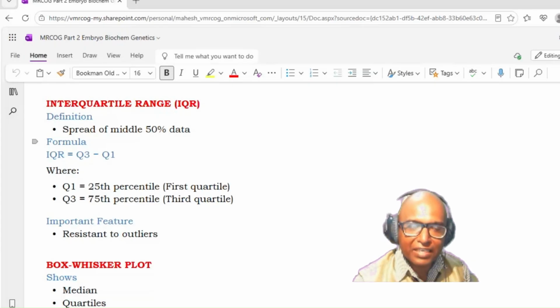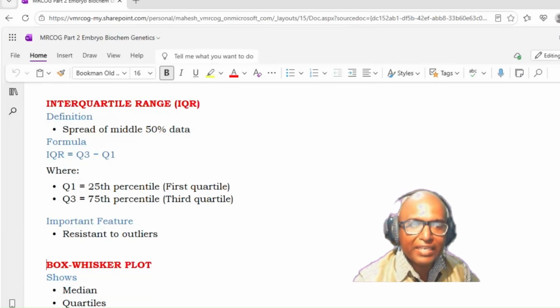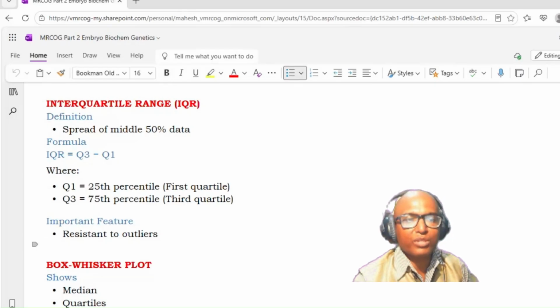The advantage here is that in this middle 50% of the data, there will be no outliers. Outliers will be in the first quartile and the last quartile. So this will be independent of the outliers. The important feature is that it is resistant to the outliers. This concept is very clear. Interquartile range is resistant to the outliers, and the formula is Q3 minus Q1.